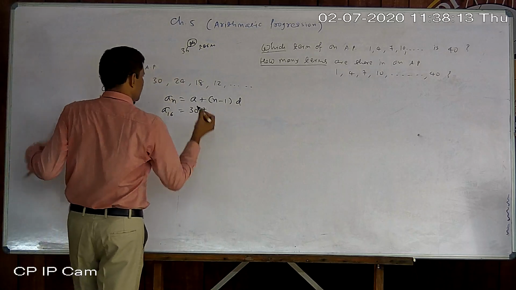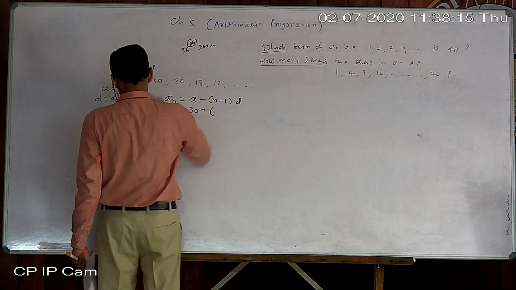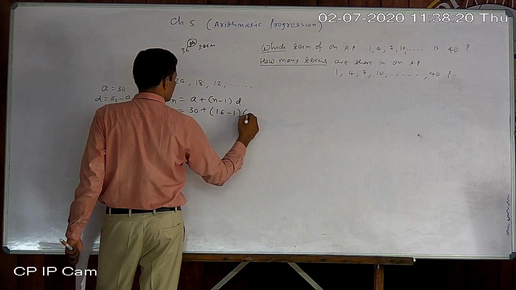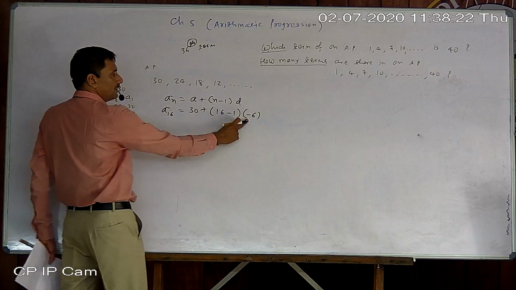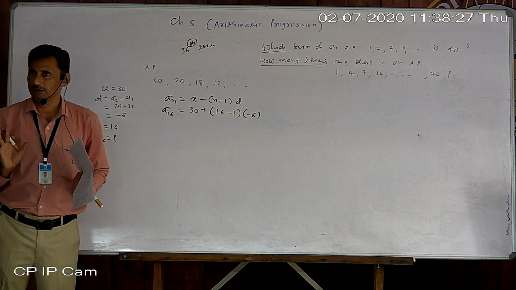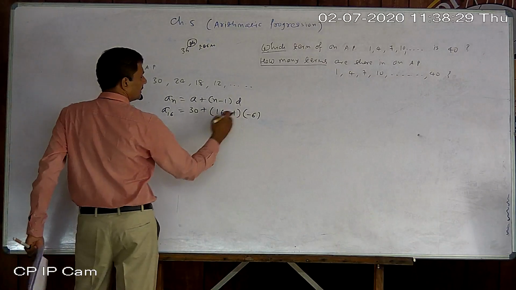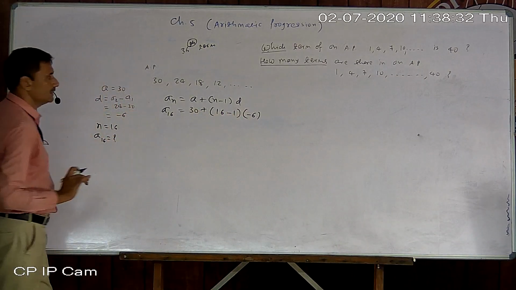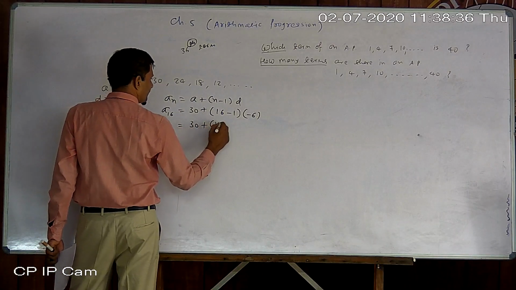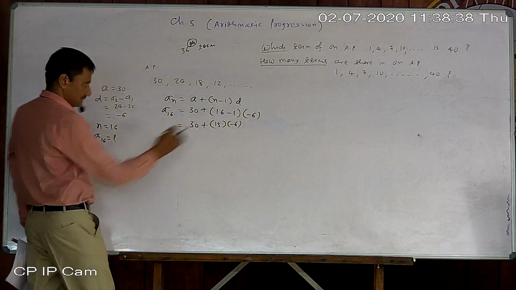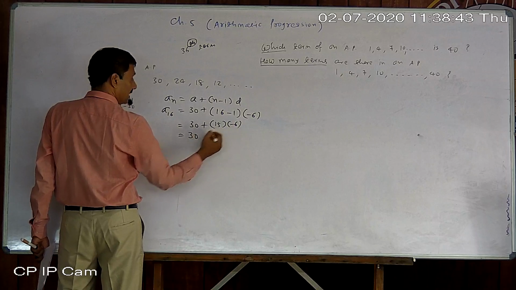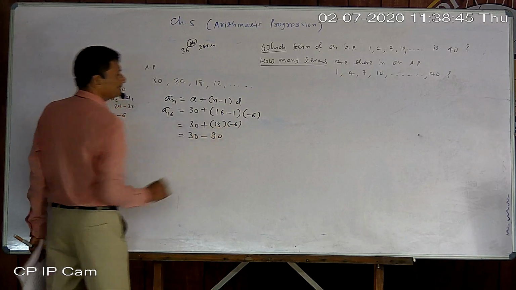So a36. Suppose a16. Here a is given, 16 minus 1, and d is minus 6. I told you, always keep the value of d inside a bracket. If no bracket is used, then the meaning will be different. So now it will become 30 plus 15 minus 6. 16 minus 1 is 15, and 15 minus 6. Now 30, plus minus minus. 15 times 6 is 90.